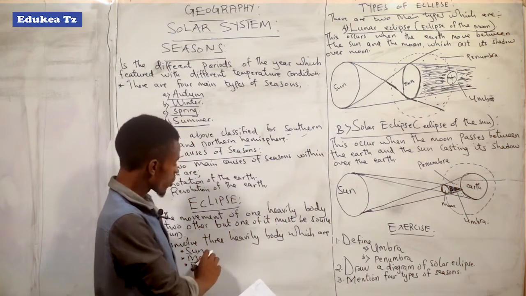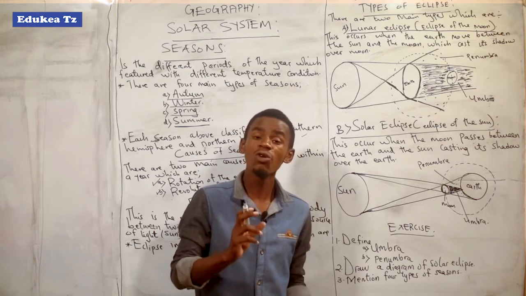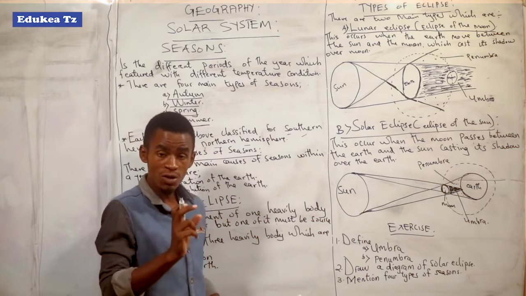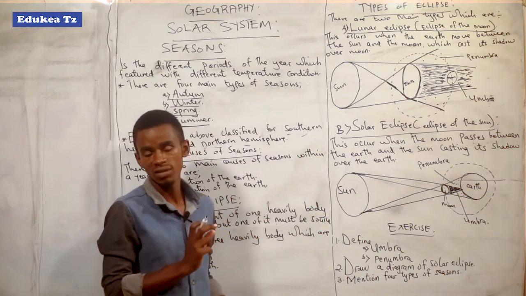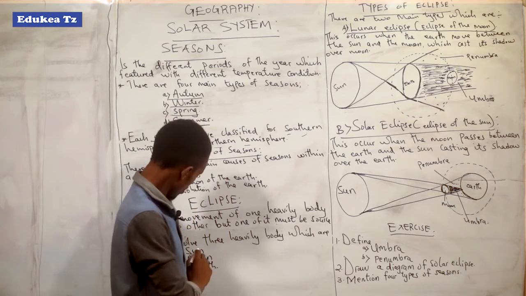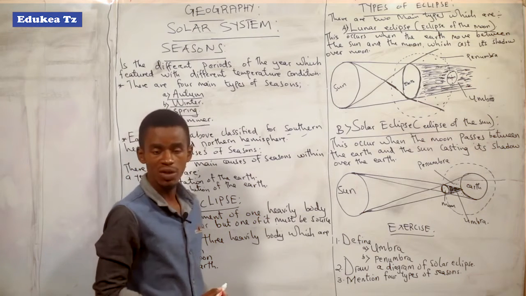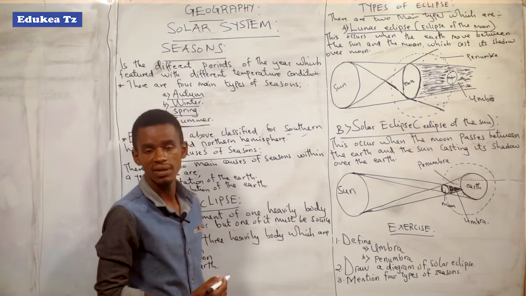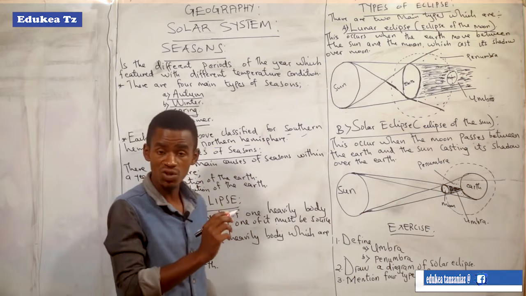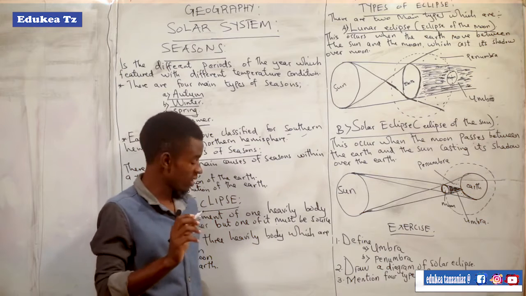So an eclipse involves three heavenly bodies. Among those three, two of them are moving, two of them are in revolution. For example, we talk about the sun, the moon, and the earth. The sun, I told you, is the big star. That sun is not moving, it is at the central point, staying there all the time.